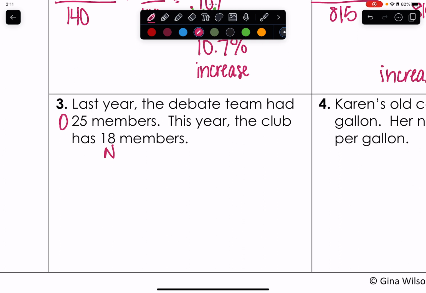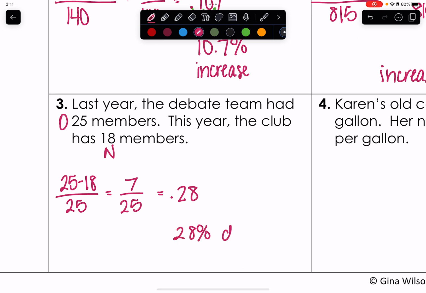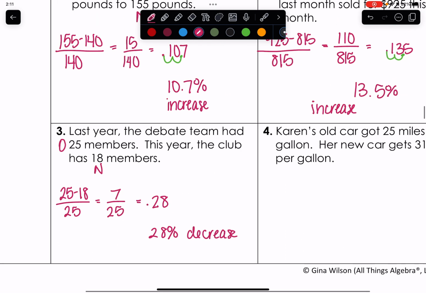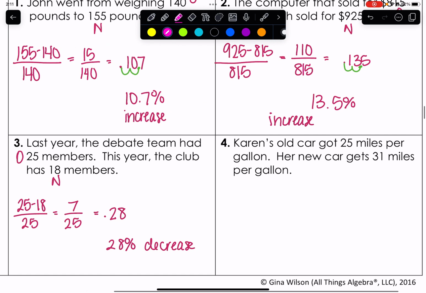So I need to find the amount that's changed. So we can take 25 minus 18 on the top, and put that over the original amount of members, which was 25. So 25 minus 18 is 7. So I lost 7 members over the original 25. So when we divide, we get an exact decimal of 0.28, which means that would be a 28% decrease. Okay? So go ahead and try number 4 on your own.